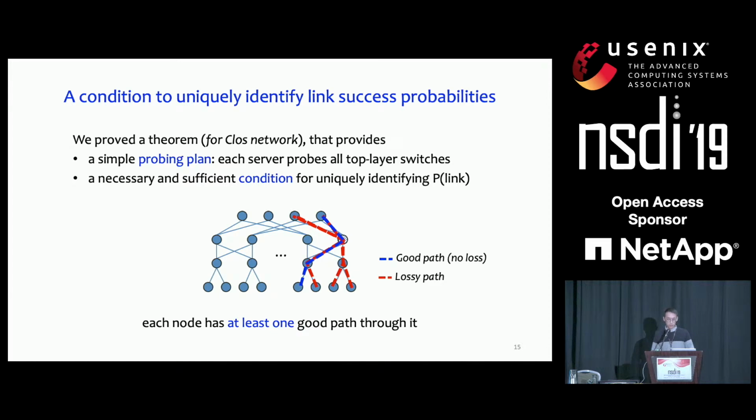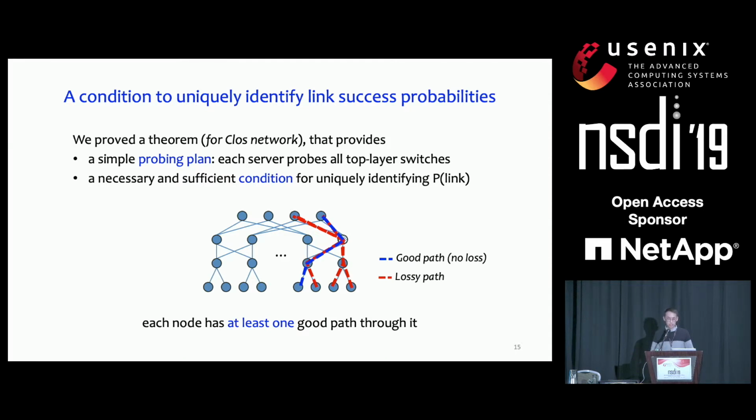Let me show you an example. For example, let's see this shaded node in the graph. No matter how many lossy paths go through this node, as long as there is one good path through it, then we can uniquely identify all the link success probabilities. The intuition of the theorem is that a good path implies that all the links within this path should also be good.